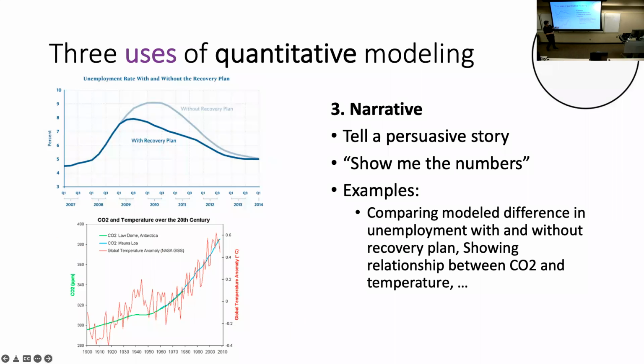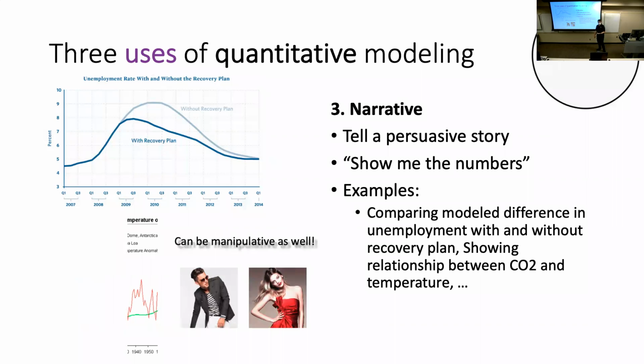And what we can see here is that if you scale things correctly, the temperatures and the CO2 are dead on locked with each other. That tells a story that is more convincing that there is a relationship between CO2 emissions and global temperature rise. So we're using a quantitative model to try to be convincing, to tell a story, to communicate to others.